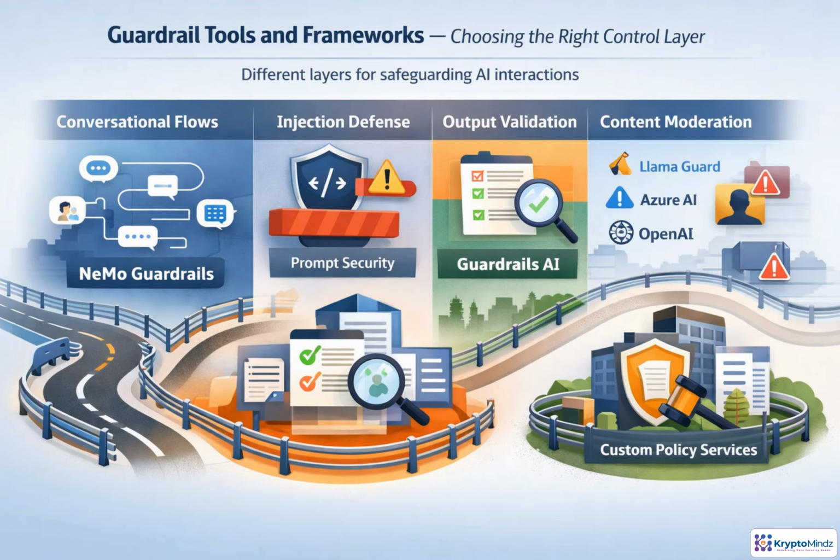Guardrail tools are control layers, not interchangeable products. NeMo Guardrails is strongest when you need conversation policy, allowed paths, dialogue rules, and behavioral boundaries. Guardrails AI is better when the problem is structure. Validating JSON, enforcing schemas, retrying, or repairing bad outputs. Tools like LlamaGuard, Azure AI Content Safety, OpenAI Moderation, and Lakera Guard focus on risk classification, unsafe content, and prompt injection signals. In enterprise systems, these tools rarely stand alone. You usually combine them with custom policy services for authorization, compliance, tenant isolation, and approvals. The right choice depends on where the risk enters the workflow.